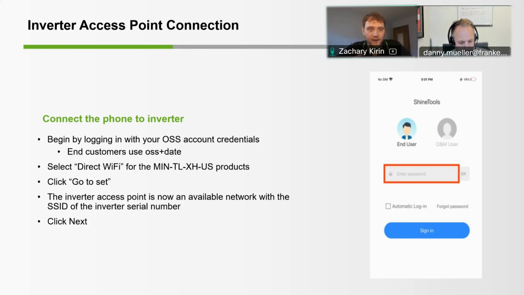Direct Wi-Fi is for the MIN device. So we'll get into that. But the end users can also get into ShineTools. They will need the OSS. So it'll just say OSS is the password and then the date in which they're entering the system. You, as the installer, have the ability to allow the end user into their system this way.